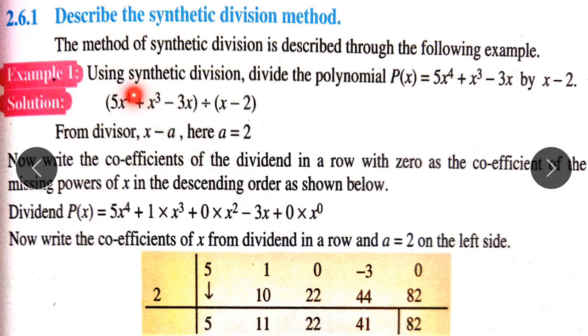How many x cube? 1 x cube, so we have written the coefficient as 1. If there is no x square, we write the coefficient as 0. Then the coefficient of x is -3, and we don't have any constant term, so we have again written 0. I will tell you the reason why we put 0 instead of the missing terms or missing powers later on.